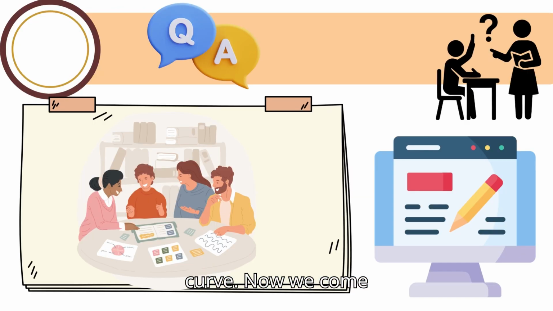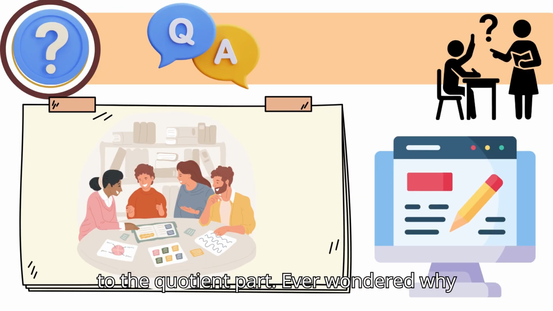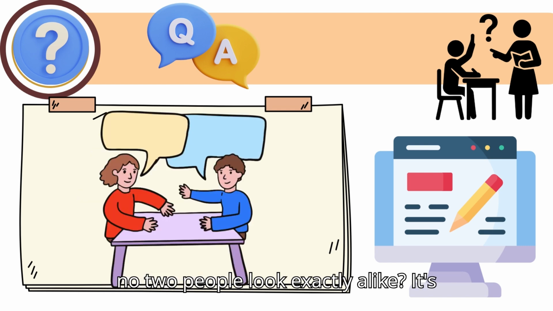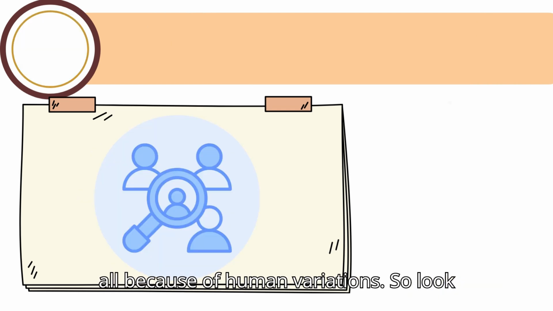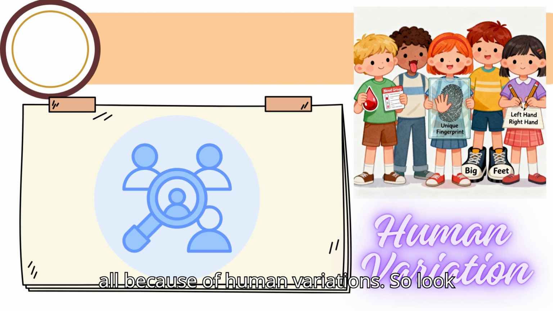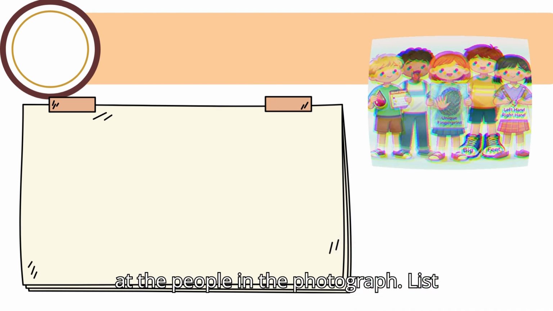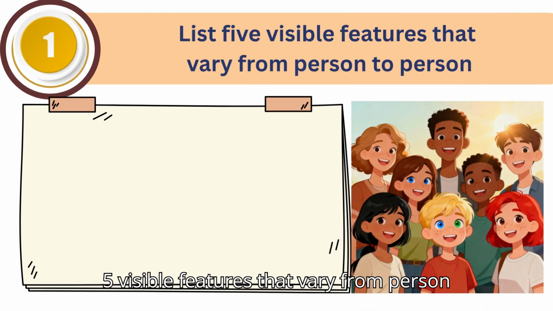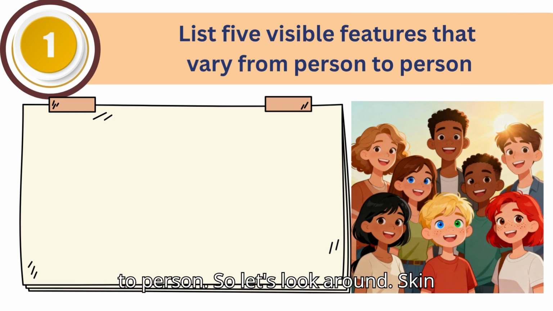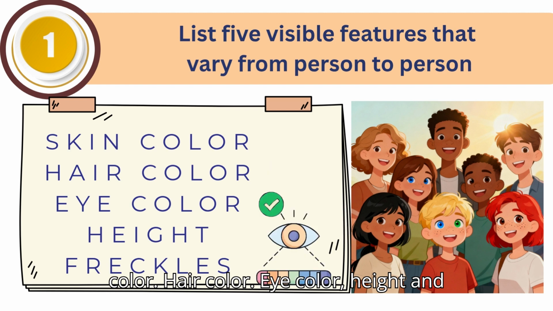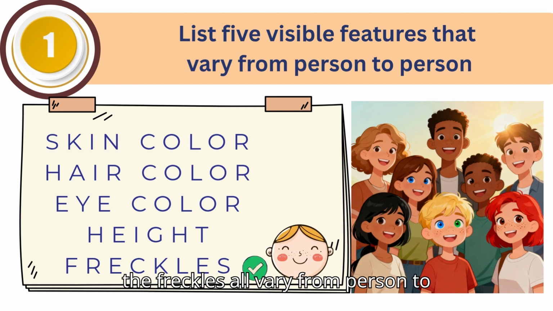Now we come to the question part. Ever wondered why no two people look exactly alike? It's all because of human variations. So look at the people in the photograph. List 5 visible features that vary from person to person. So let's look around. Skin color, hair color, eye color, height, and freckles all vary from person to person.